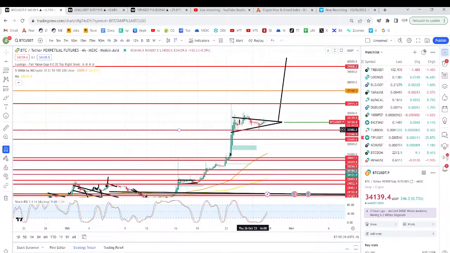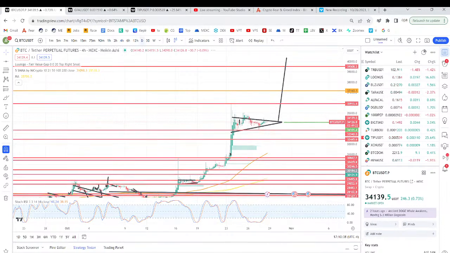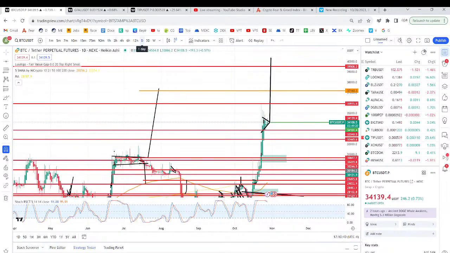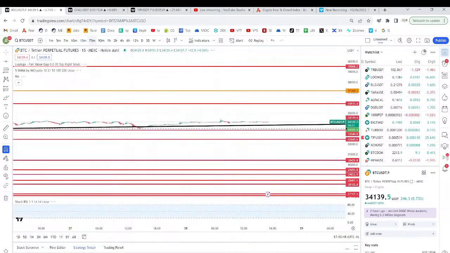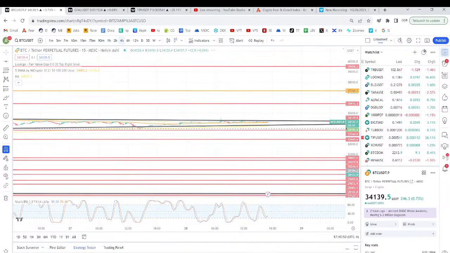The stochastic RSI right now has more upside at 45 on the 4-hour chart. I like that. The higher time frames are bearish, right? The daily chart's overbought, so it is a high risk idea to say it's going to keep pumping. Maybe the daily chart needs to reset first. If that were to happen, you probably are going back to 30K. But I like what I'm seeing on the 4-hour chart.